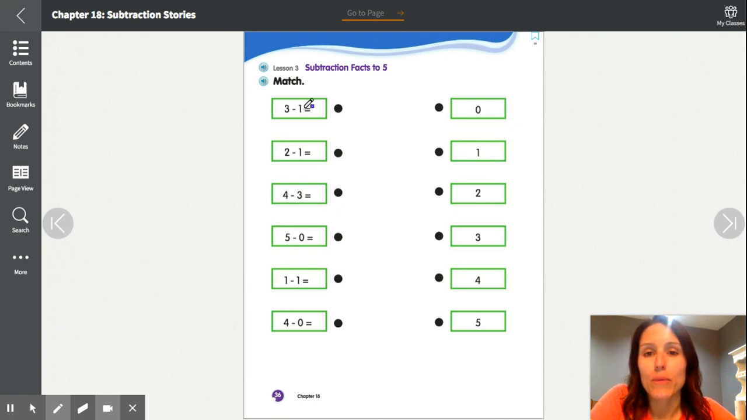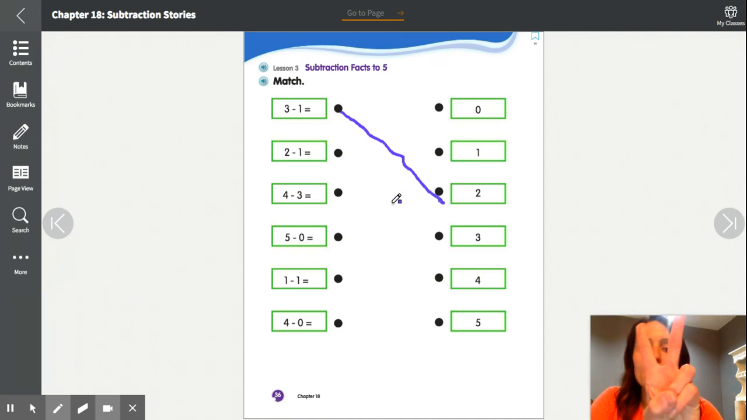So let's look at the top one. The first problem says 3 minus 1. And so if we have 3 and we take away 1, how many are left? 2. So you're going to draw a line from here, and you're going to draw a line down to number 2. And you're just going to do the best you can. Just make a line down to number 2. Okay, so then we have 2 minus 1 equals 1. Good. Nice, easy one. Just go straight across.